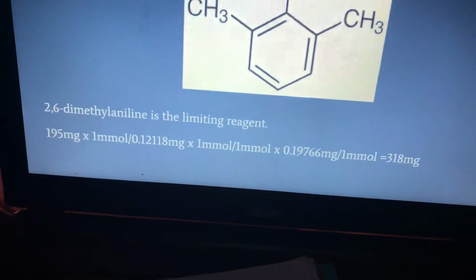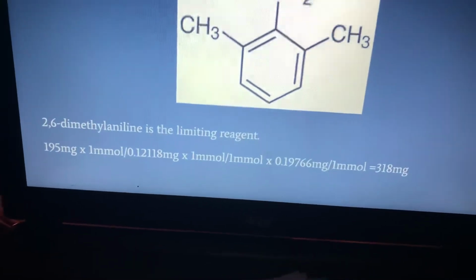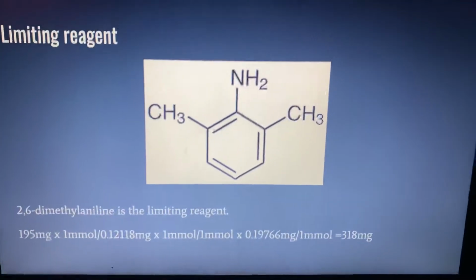In this case, the 2,6-dimethylaniline is the smallest amount being made.